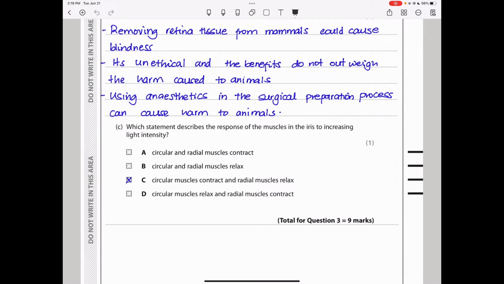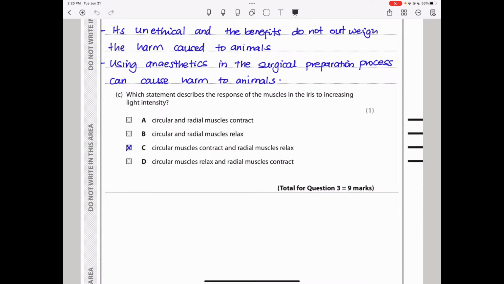Of course, the iris has circular muscles as well as radial muscles. So when there is an increase in light intensity, the circular muscles are going to contract so that the pupil can decrease, and the radial muscles are going to relax. So the contraction of the circular muscles and the relaxation of the radial muscles causes the pupil to constrict, which limits the amount of light that enters the eye. So the answer here should be C. This brings us to the end of question 3. Let's move on to question 4.